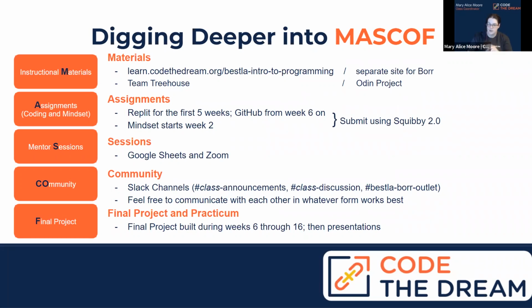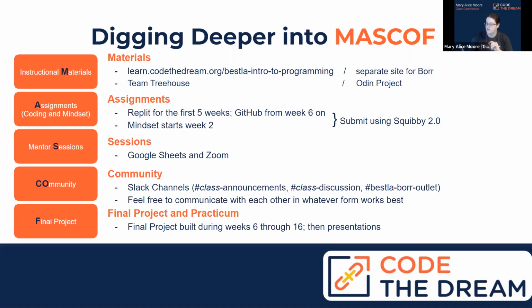For your sessions, we're going to use the Google Sheets for you to sign up for your mentor sessions, and then Zoom for you to connect on your session. Community, Slack channels, and then you can also communicate with each other in whatever form works best. So if there are some classmates that you've exchanged emails with and you want to do that, if you want to text each other, we are going to be creating that Discord account. Like I had said, you all can connect on Discord if you want to.